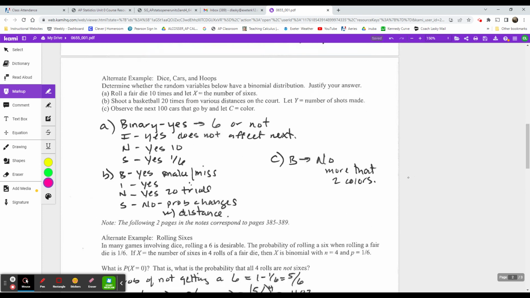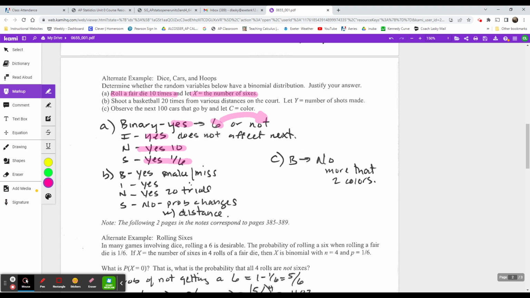All right, so let's tackle a few problems here. Roll a fair dice 10 times. Let X equal the number of sixes. So we know that it's a 6 or it's not a 6. So we've satisfied that there. We know that they're independent. One roll does not affect the next. So that's a yes. Are the number of trials preset? Yep, we're going to roll it 10 times. Is the probability the same? Yes, it's 1 out of 6 every time we roll it. So the conditions are met for that one.